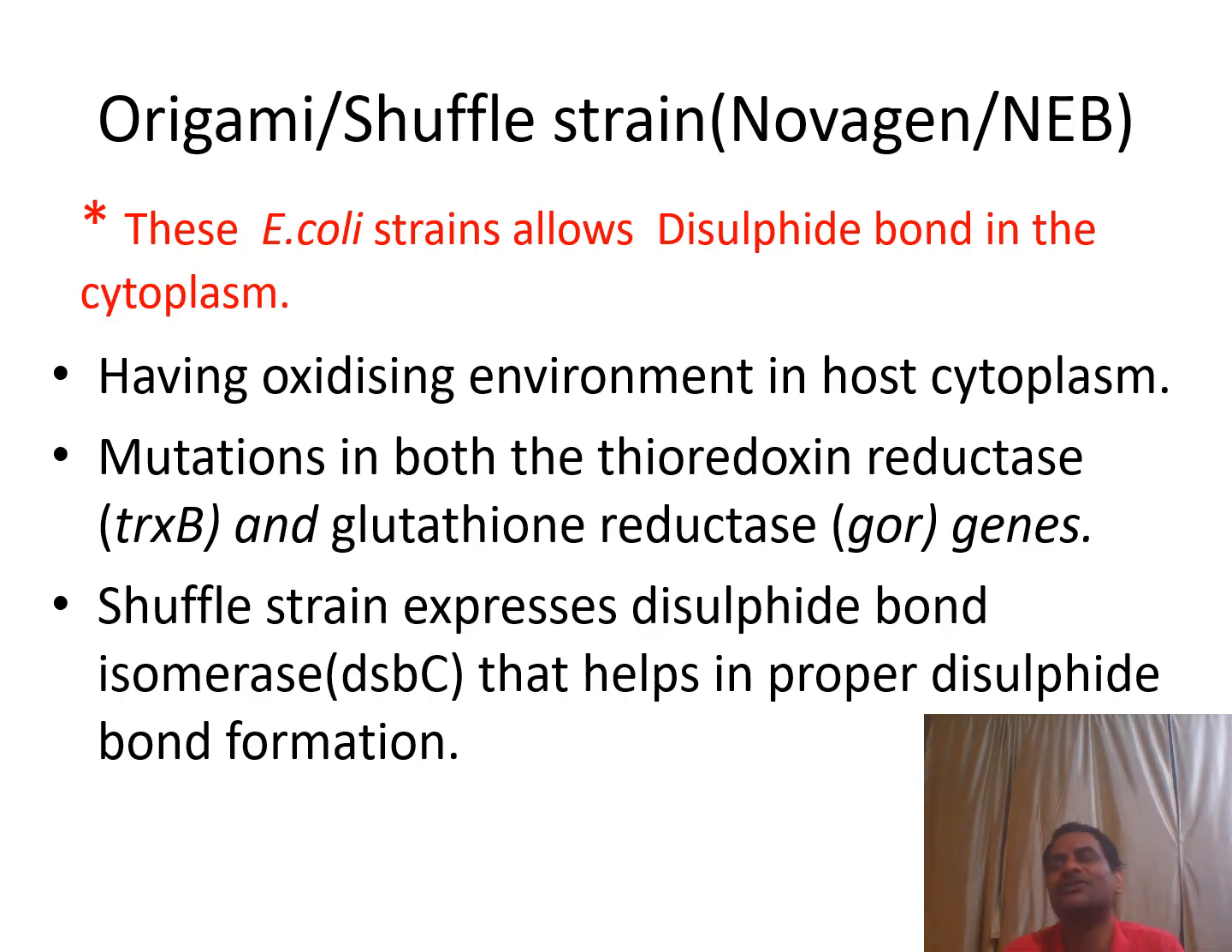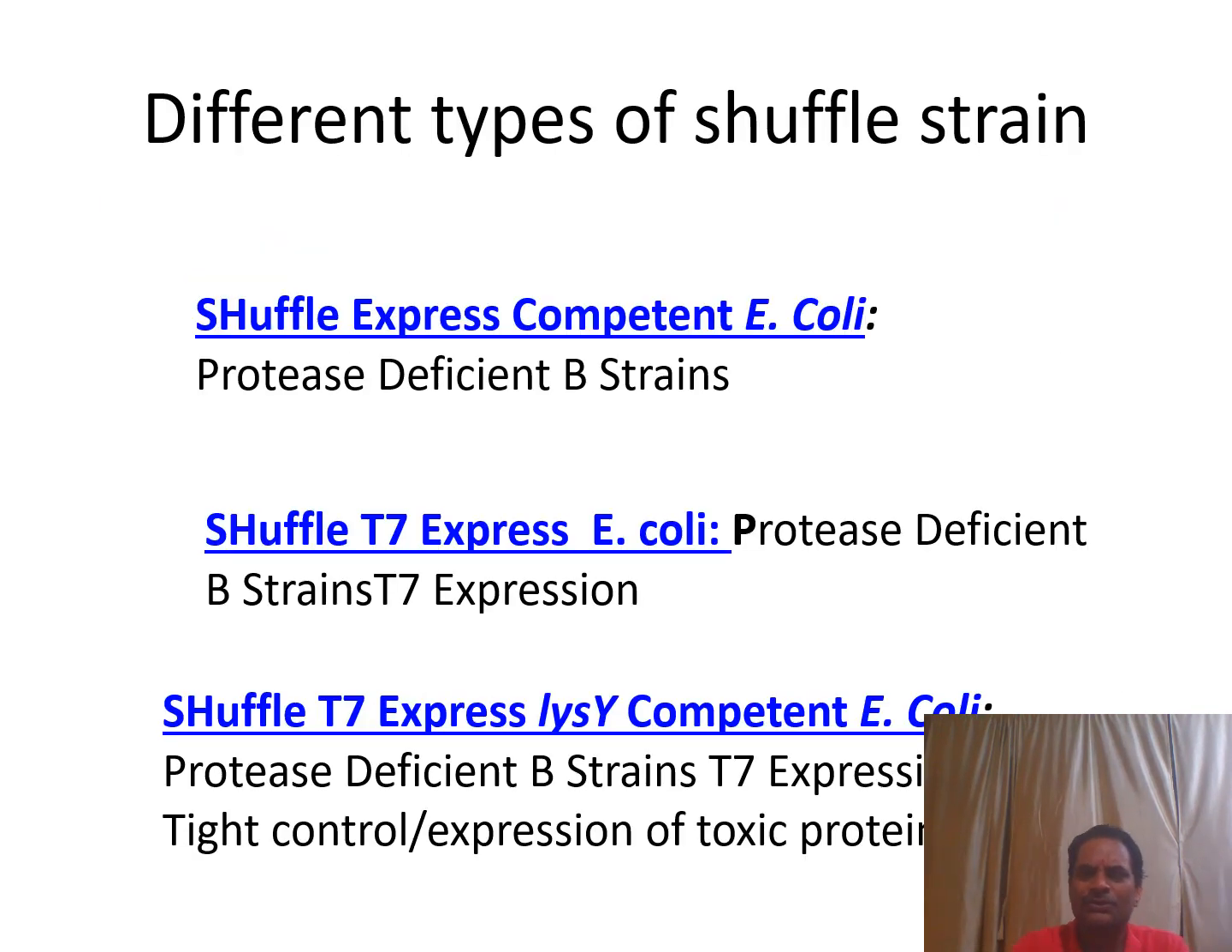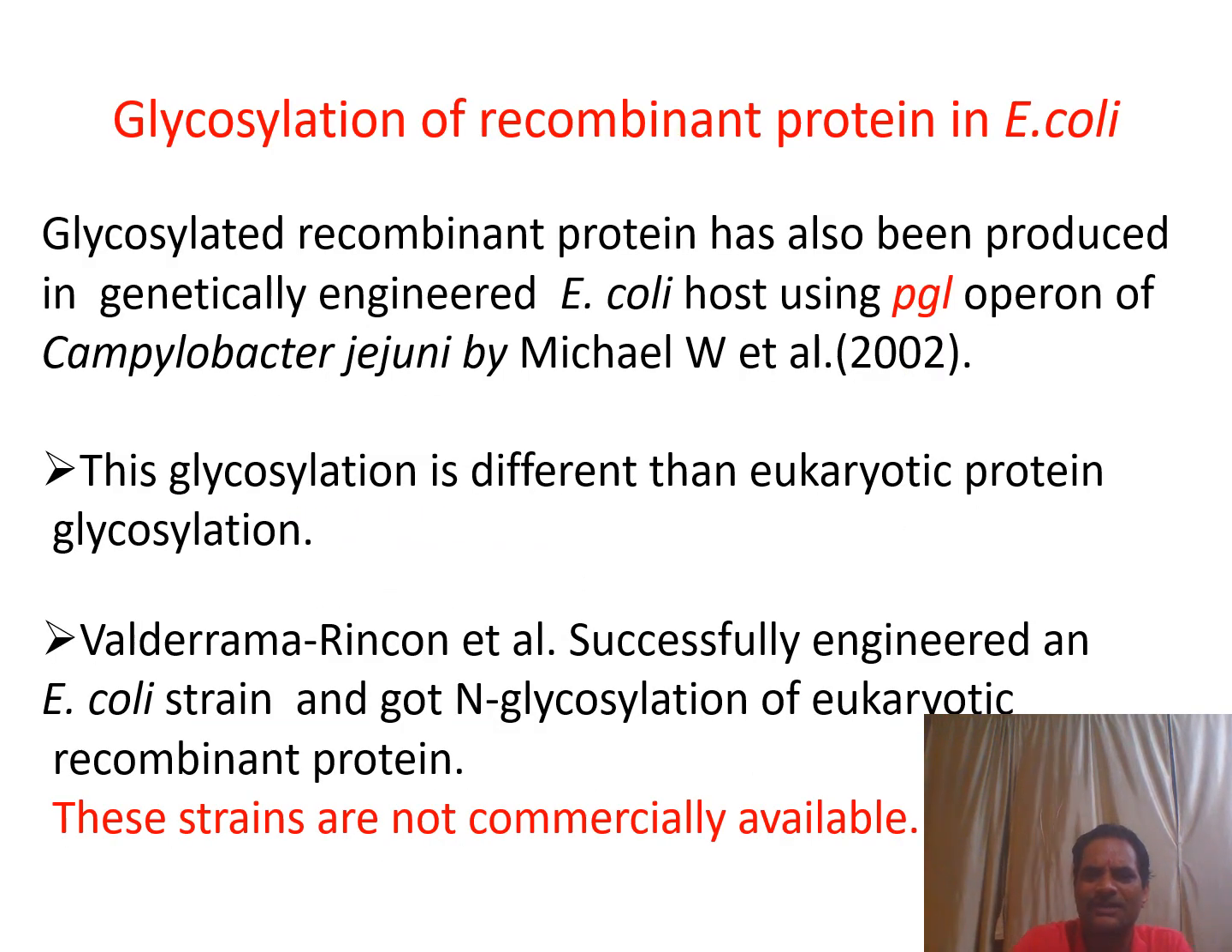That strain is called the SHuffle strain, and that is a very good strain if you are producing a protein which requires disulfide bond formation. There are multiple combinations of this Origami strain and this SHuffle strain. There are still no strains available to produce glycosylated protein in E. coli, but some groups are trying to produce N-glycosylated protein. They have produced some genetically engineered E. coli strains, but as per my information, that strain is not commercially available. So we still depend upon eukaryotic systems for production of proteins that require glycosylation.